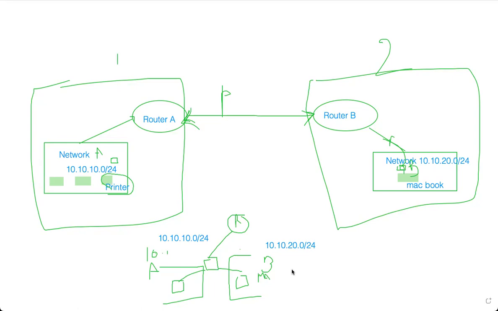Okay, I want you to pay more attention, please. The switch has one port connected to the printer and a different port connected to the MacBook, and the switch is connected to the router. So can printer A communicate with the MacBook? If yes, how can we make them communicate? What will the configuration look like?